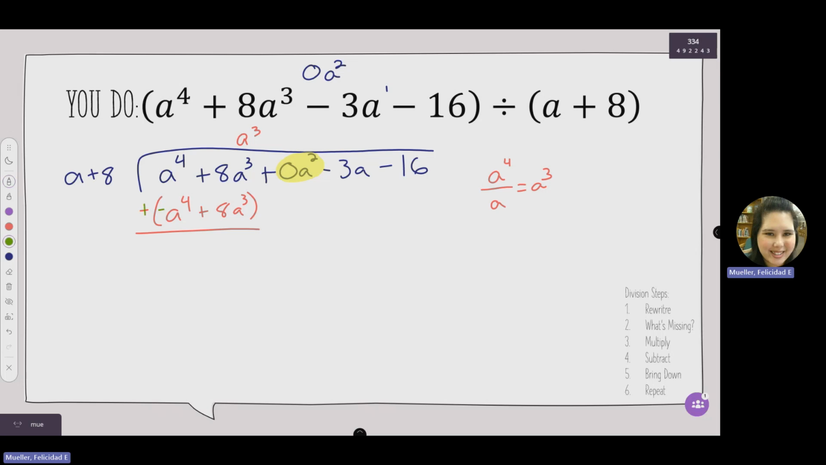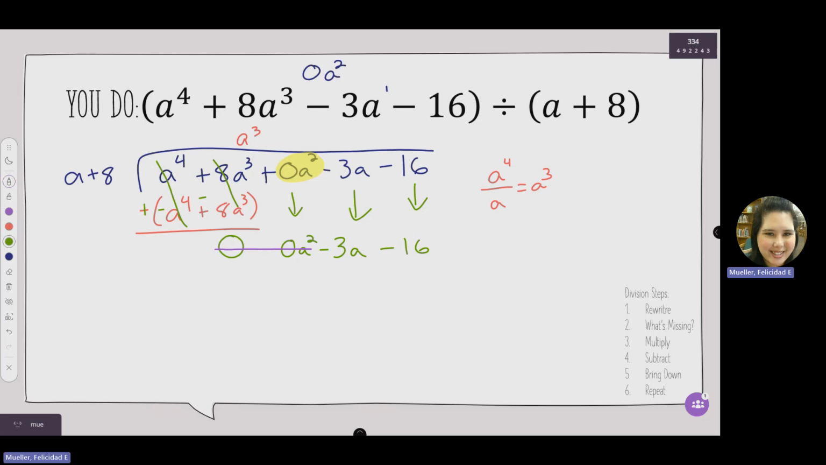So switching our signs, plus, minus, minus, cancels out, and we have a 0. So this is one of the few times, and I mean few times, that when I bring down this 0a squared, nothing's going to happen. It's a 0. So in this case, I'm going to bring down everything else. So 3a minus 16, minus 3a. So essentially, these right here, they just cancel out. I'm not even worried about them.